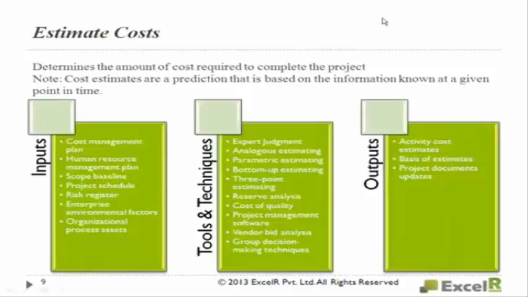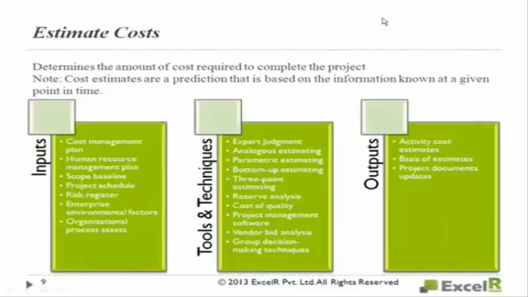Parametric estimation, as we discussed, uses a statistical relationship between the relevant historical data and other variables. For 1 square foot, it costs $5. 100 square feet we are painting. 100 into 5, $500. So that is parametric estimation.